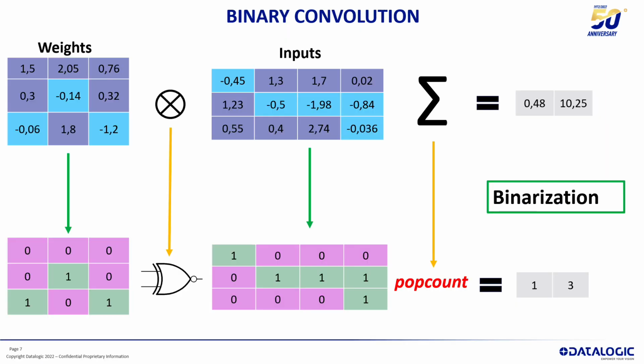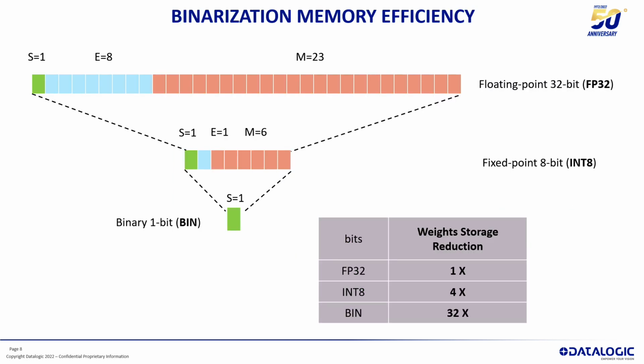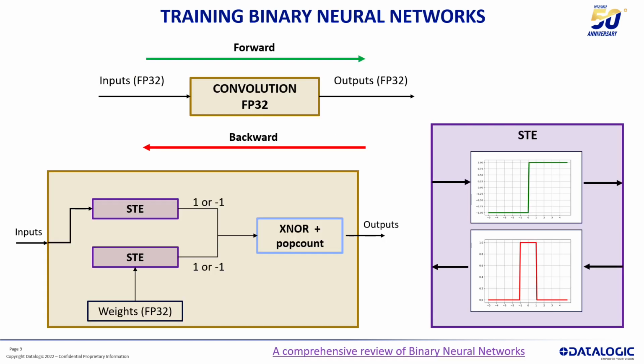Here, just a brief recap of what binarization is. Instead of computing the expensive multiply accumulate operation, we basically take the sign bit, both from weights and inputs, and we replace the operation with XNOR and popcount operations. Of course, the advantage is to highly reduce the memory footprint, and the inference time will also be improved.